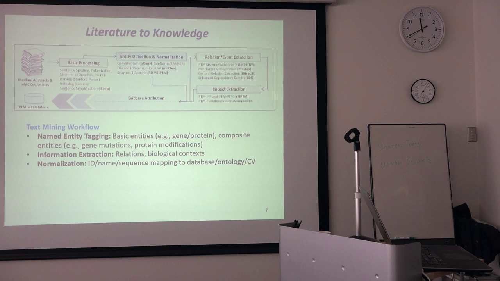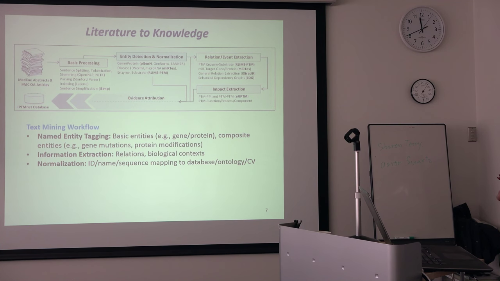And so what does it take to go from literature to knowledge? Certainly, we are quite familiar with this kind of text mining workflow. We are all involved in doing that: named entity tagging, information extraction, and normalization. And I wanted to emphasize that a lot of the time when we talk about named entity tagging, we talk about basic entities, the genes, the proteins. But really, it's increasingly important for us to look at more composite entities.